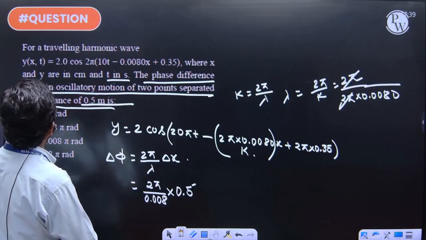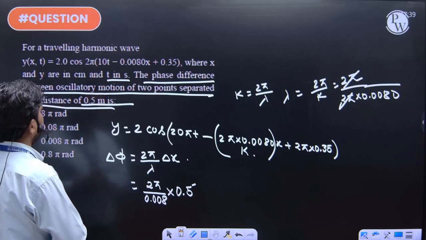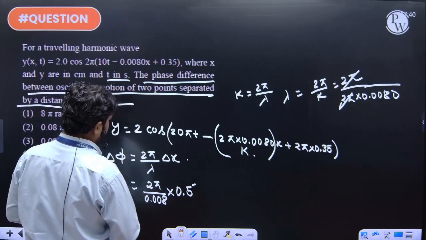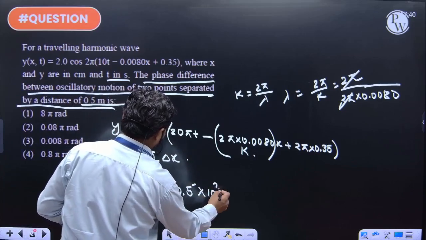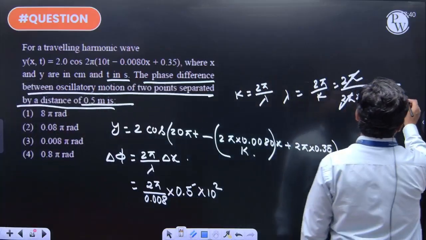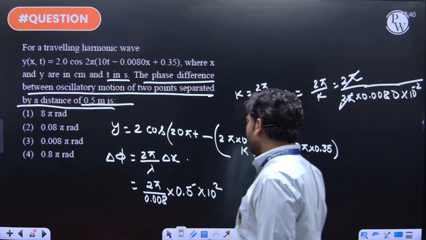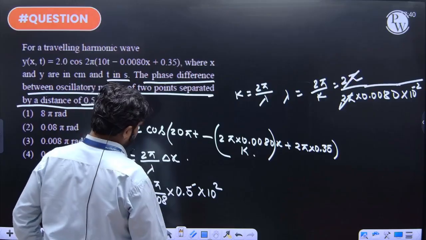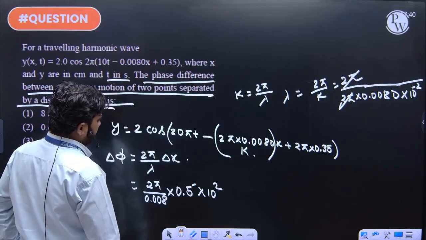Oh, x and y are in centimeter. So x is in centimeter, so this one is in centimeter. To convert it to meter, we have to multiply it by 10 to the power minus 2, so 10 to the power 2 will come here. You have to see the units as well, right? So how much will it become?